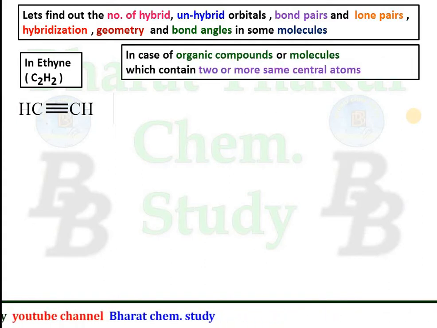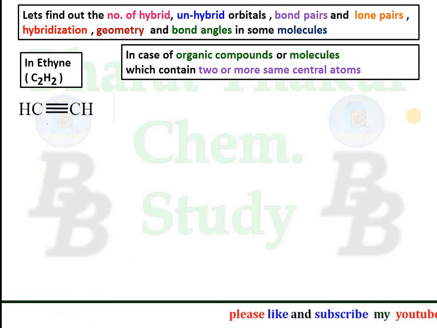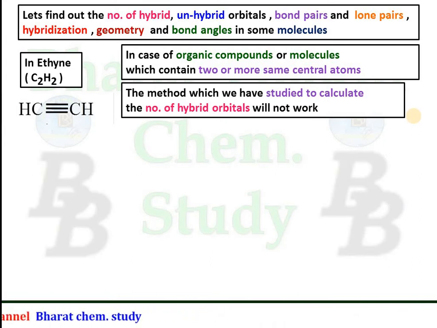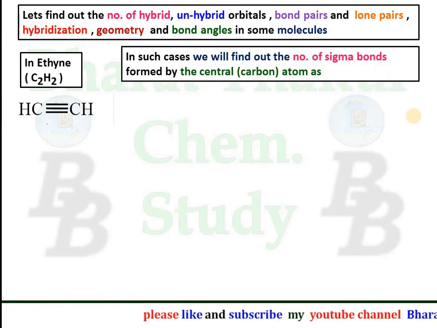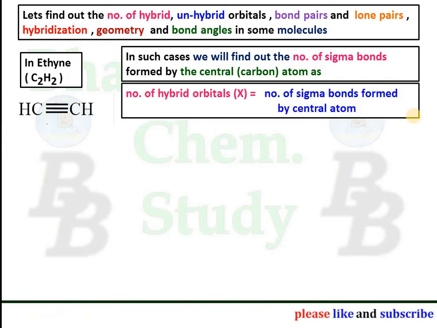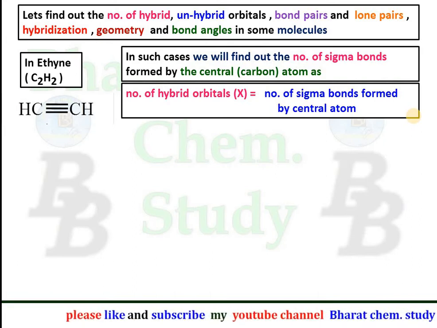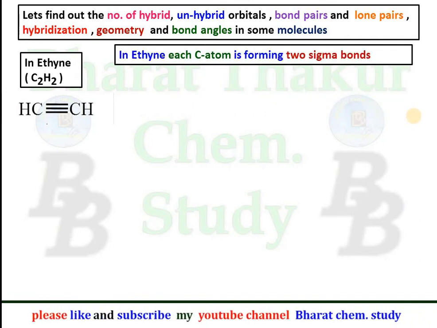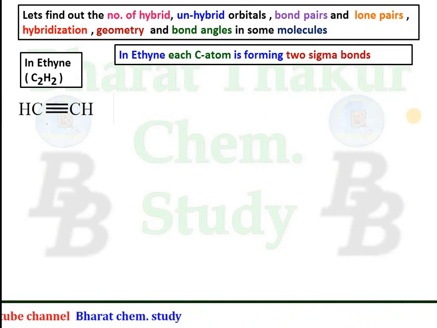And we have already studied that in the case of an organic compound or molecule which contains 2 or more central atoms, the first method which we have studied to calculate the number of hybrid orbitals will not work. In such a case, we have to find the total number of sigma bonds formed by the central carbon atom, and the number of hybrid orbitals in an organic compound is equal to the number of sigma bonds formed by the central atom. In ethyne, it is clear from the structure that each carbon is forming 2 sigma bonds.